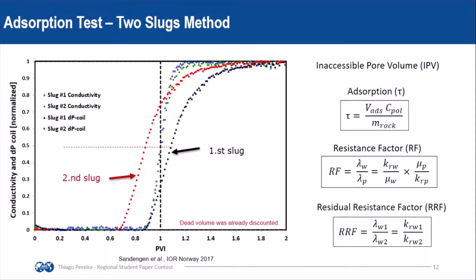Using these curves, we can calculate the inaccessible pore volume and the mass of polymer adsorbed. The difference in pore volume between the conductivity curve and slug number 2 at the inflection point gives the inaccessible pore volume, and the difference between slugs number 1 and number 2 at the inflection point again gives the volume of polymer solution corresponding to the mass of polymer adsorbed. The resistance factor and the residual resistance factor are also parameters that can be determined by this methodology. RF gives alterations in mobility ratio caused by polymer injection, and RRF gives alterations in porous medium permeability.